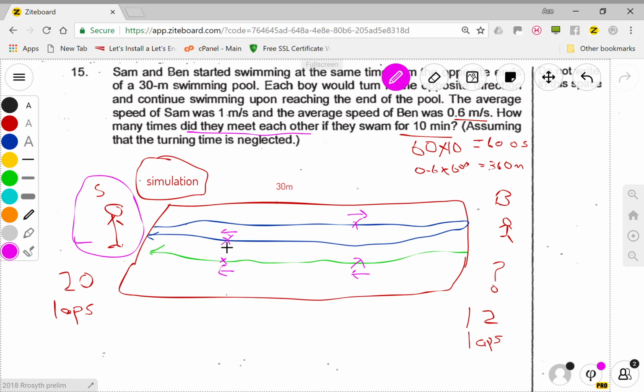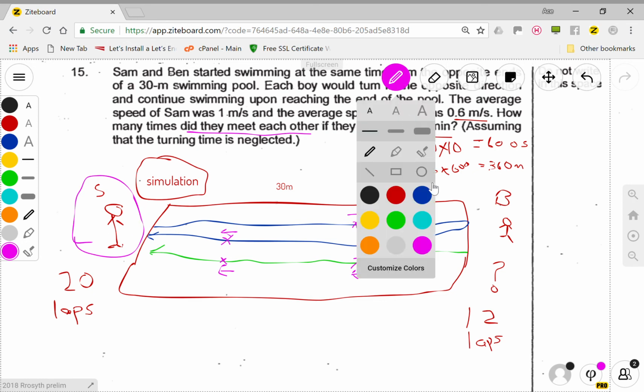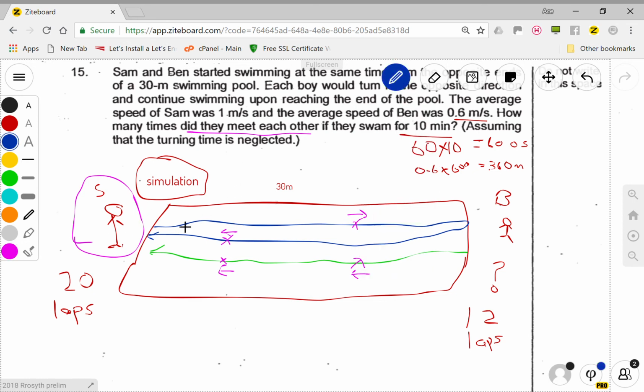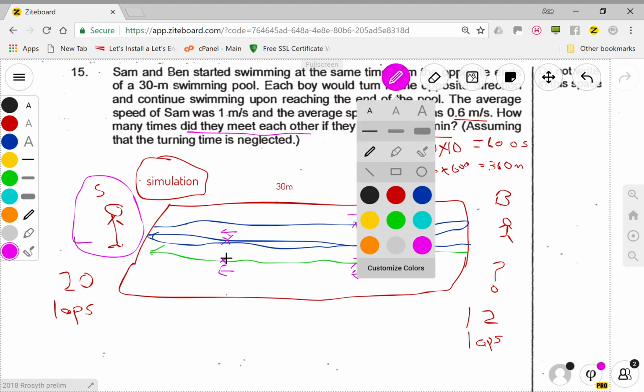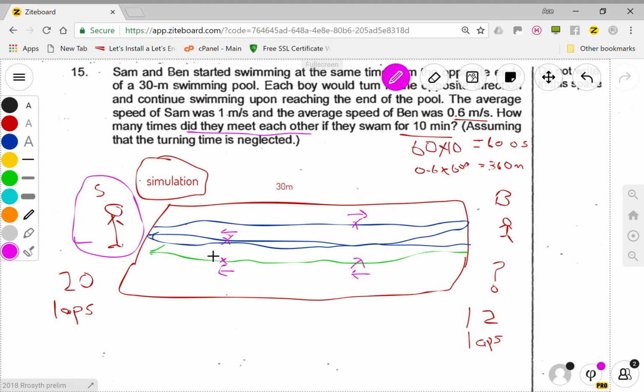Because let's say Ben swims here one time, right? But this guy, he can do 3 laps. Let's say he can do a 3rd lap, then he goes one more time. How many times do they meet? They will meet 3 times. Can you see that? Let's say if Sam is here, but this guy can swim so fast, he does one more time, right? So they're going to meet another time. So can you see that, 3 times here?